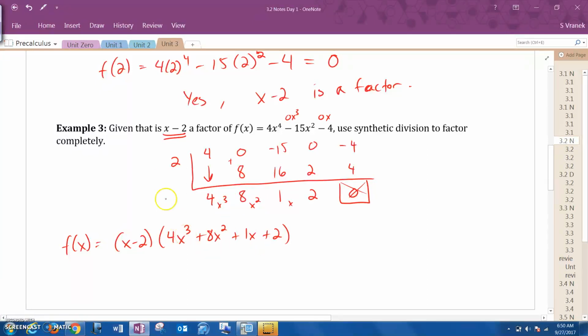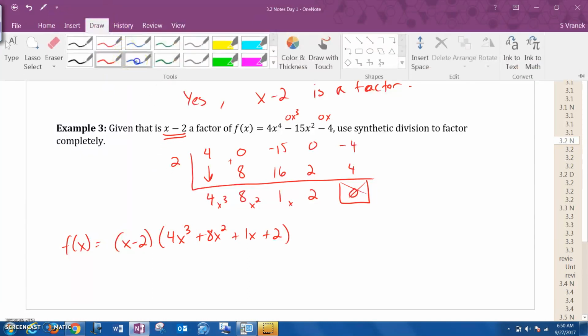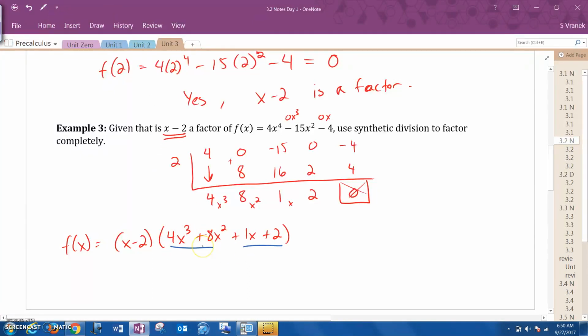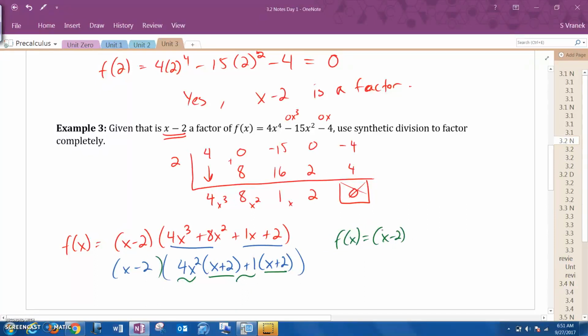And I have 4 pieces with a cubic, so sure enough, I'm going to try grouping because that's what I have here. So if I try grouping, I get 4x squared times x plus 2. And then if I pull a 1 out of this one, I get an x plus 2. So sure enough, grouping worked because these match. So my final answer to the whole problem is, I still have the x minus 2 because that's what I divided out. I have a 4x squared plus 1, and I have an x plus 2.